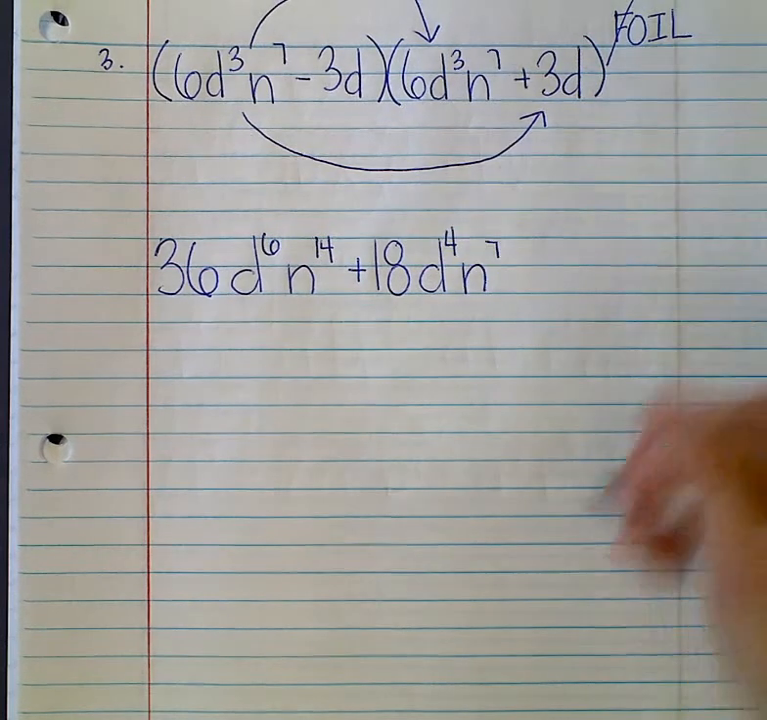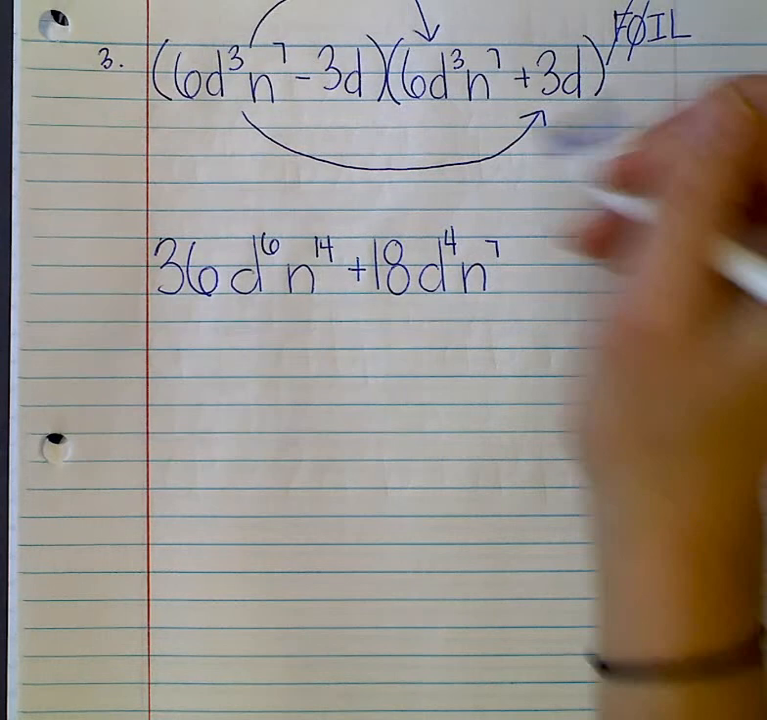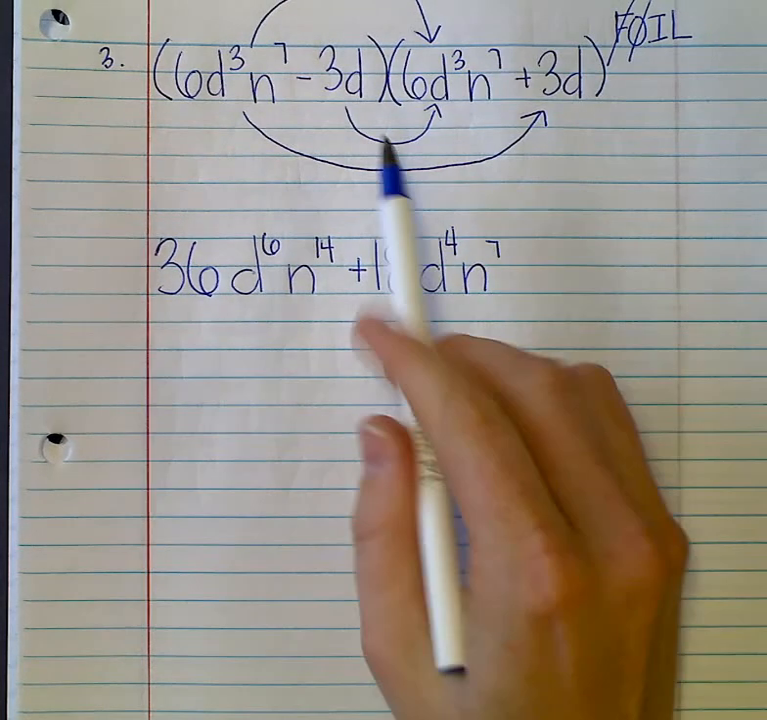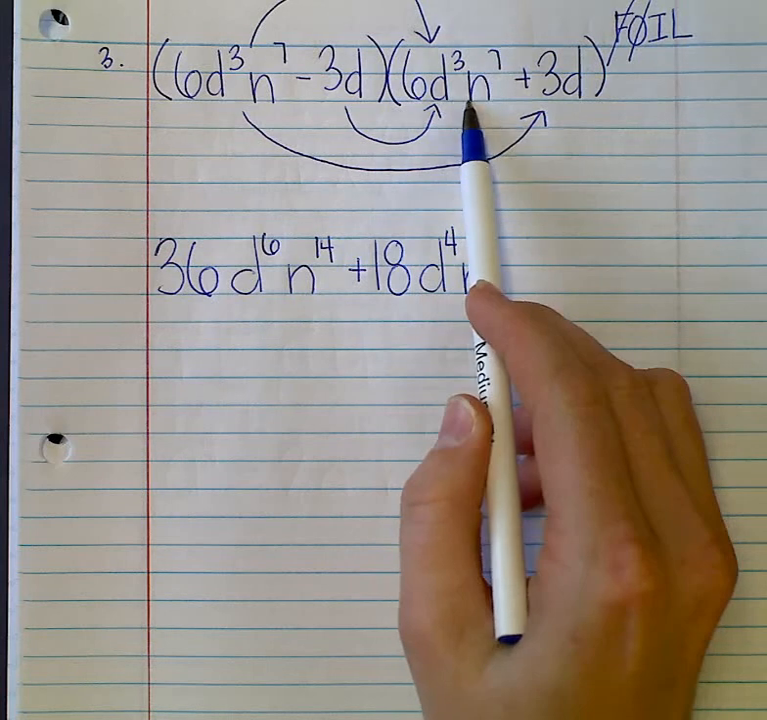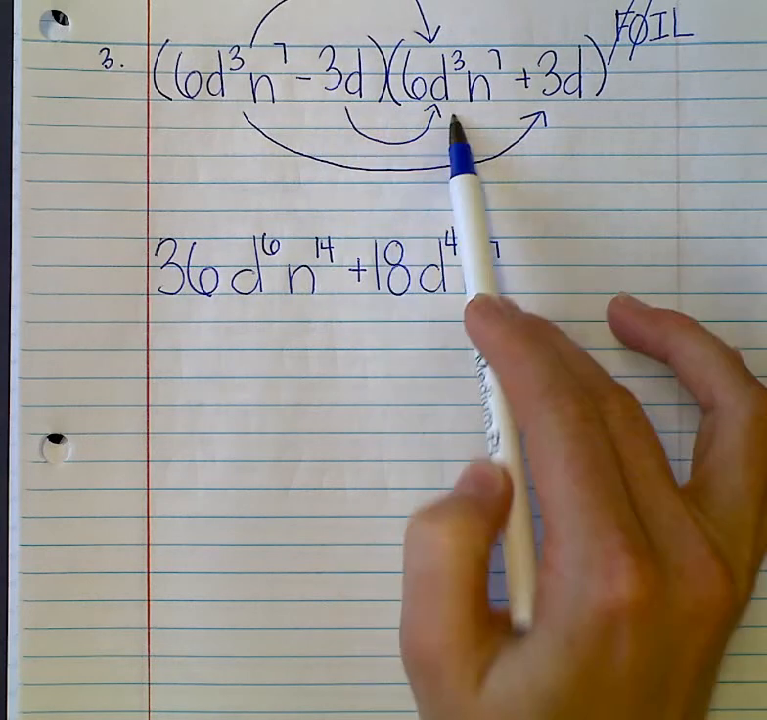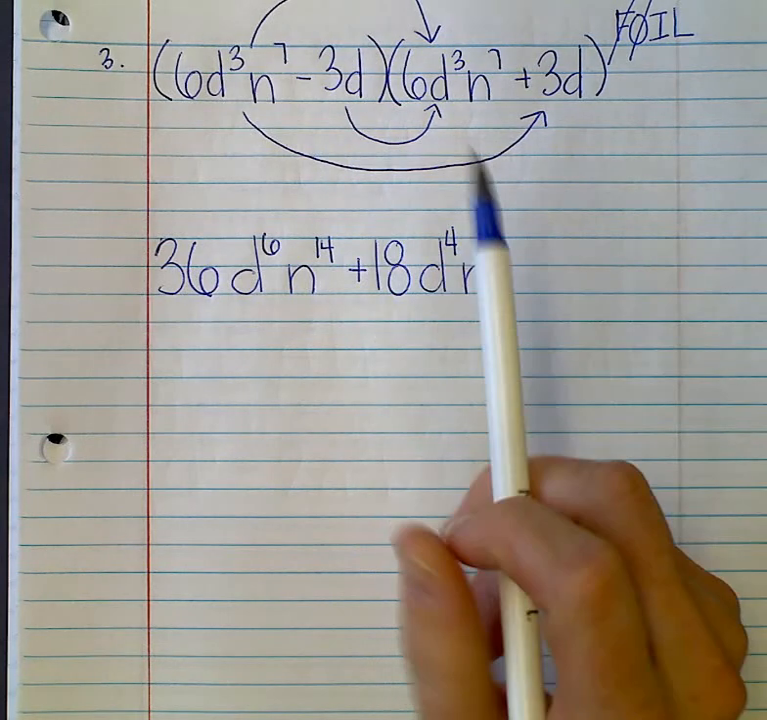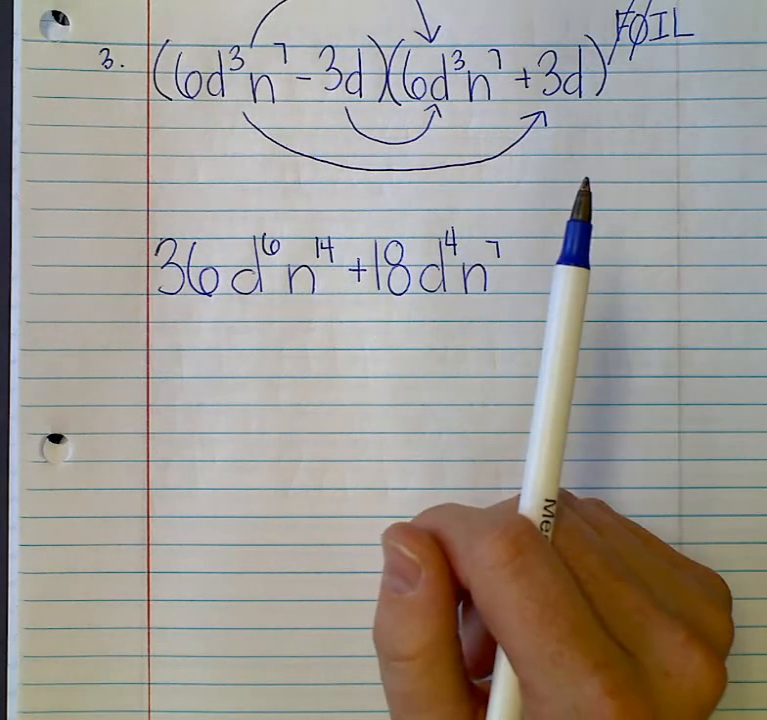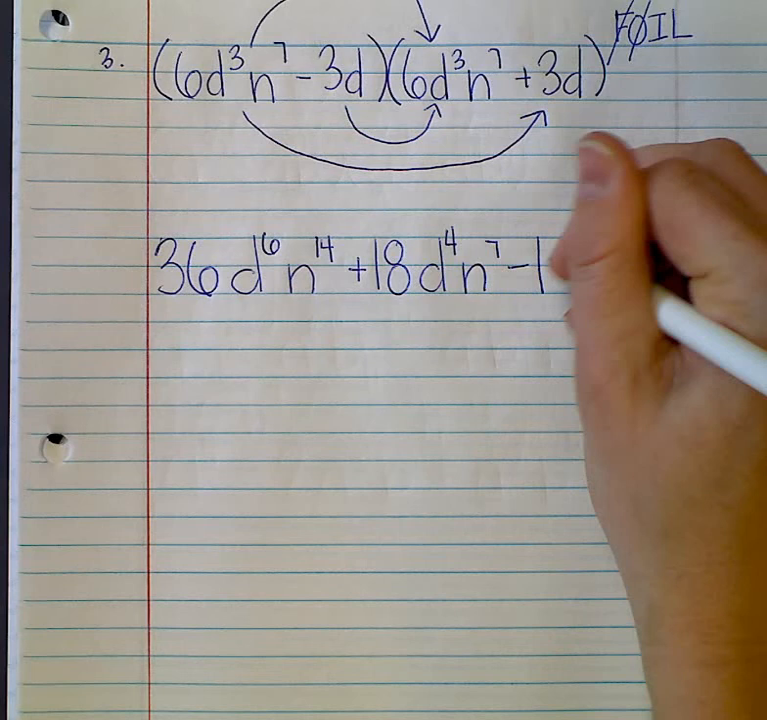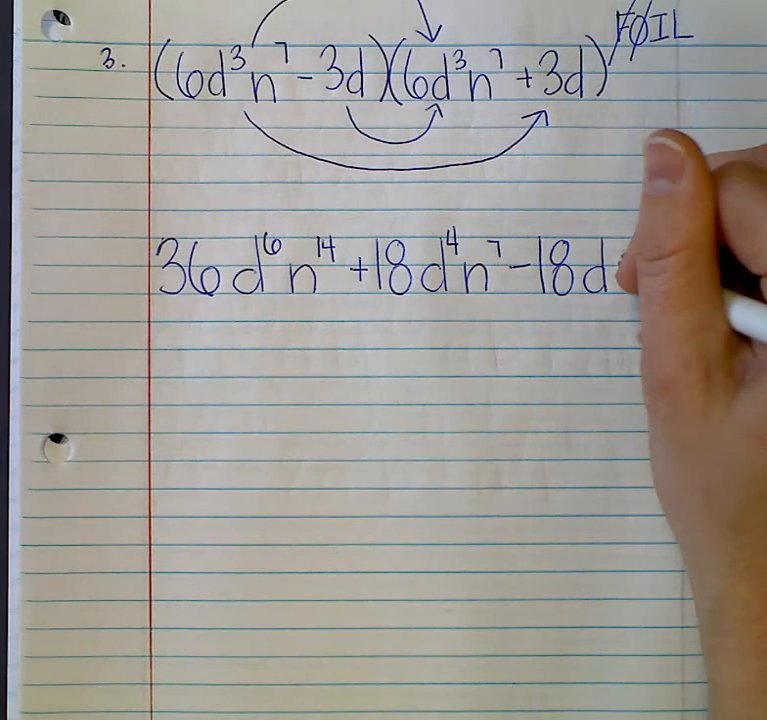I stands for inner, your inner terms. Negative 3d and 6d cubed n to the 7th power are the inside of your product. So start off by multiplying your coefficients. Negative 3 times 6, which is negative 18. Keep your like bases, d and n, and add your exponents.